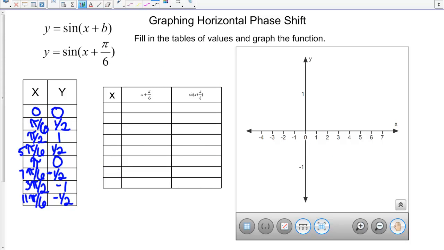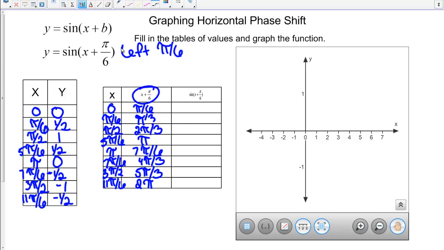So go ahead and pause the video, and when you're ready, return, and we'll see what you got. So our phase shift here, we're moving left pi over 6 units. So we fill in our x's. We get pi over 6, pi over 3, 2 pi over 3, pi, 7 pi over 6, 4 pi over 3, 5 pi over 3, and 2 pi.